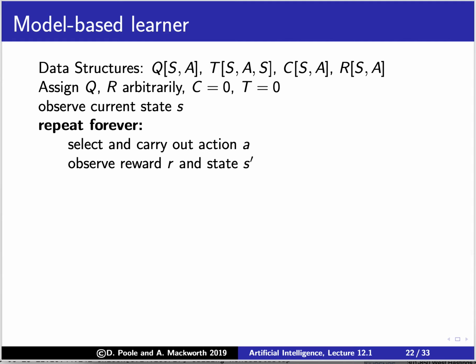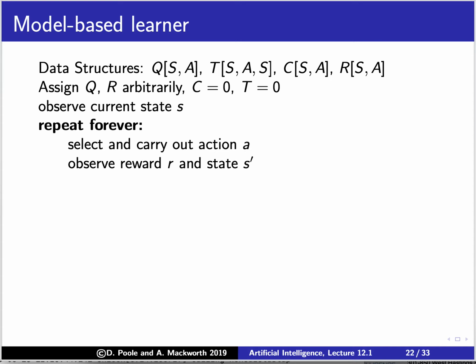We've got a few more data structures. We're going to learn not only Q of S, A, but T of S, A, S', which is a transition function. I was in state S, I did action A, and the third argument is the resulting state. That's another array. There's an array of the number of times we visited S and A, which is C of S, A, and that's going to be useful for getting averages. And the reward, the total reward we get from doing A in state S. Okay, so those are the data structures.